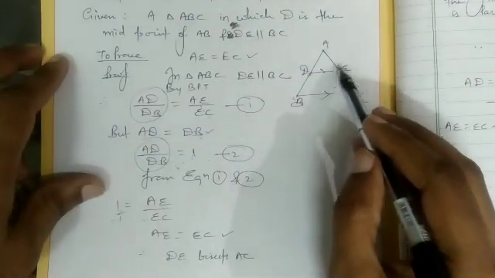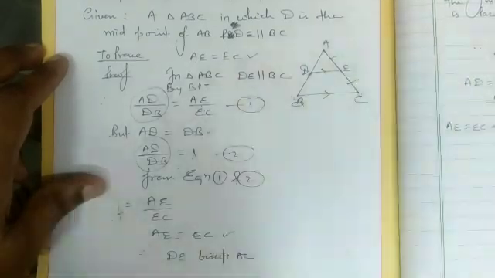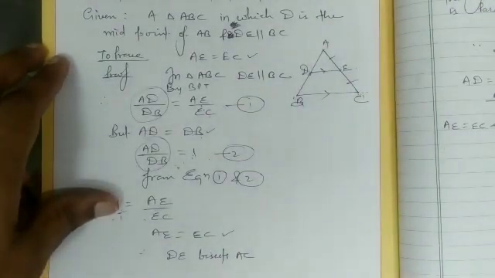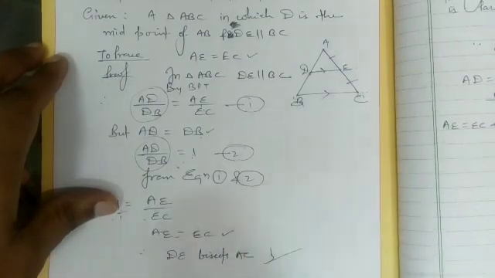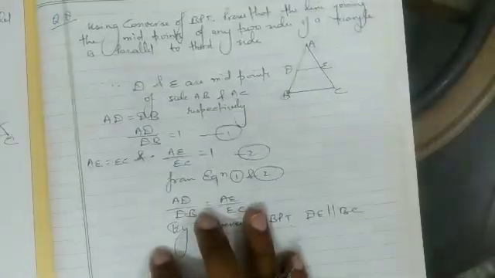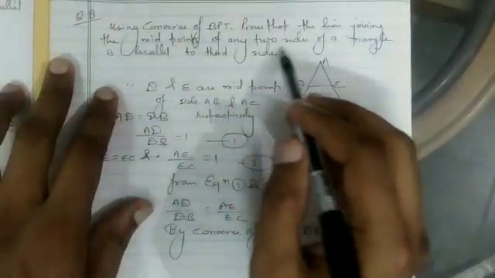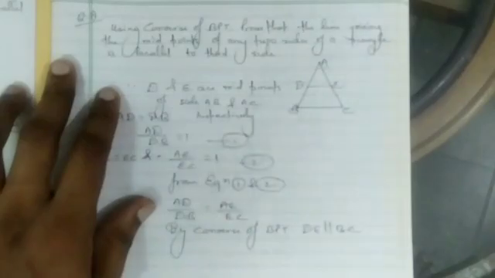Since AE equals EC, we can say that DE is bisecting line AC. This is our proof. Okay. Question number 8. Using converse of BPT, prove that the line joining the midpoints of any two sides of a triangle is parallel to the third side.